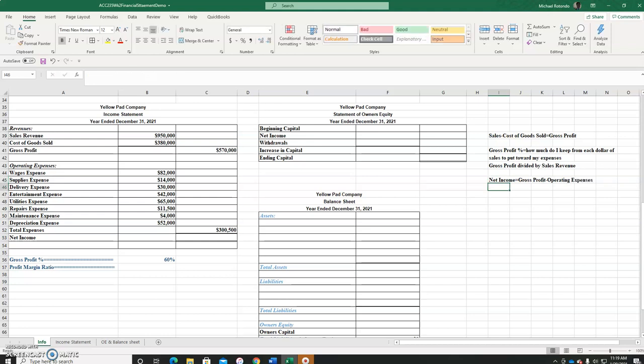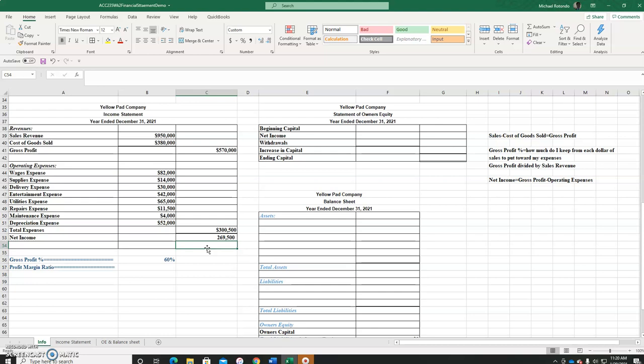Now, we're not worried about taxes right now. That's a whole other issue. But in order for me to calculate my net income here, I have to take the 570,000 minus the 300,500. And that's going to tell me what my net income is. So this company has net income of $269,500. So they were profitable for 2021.